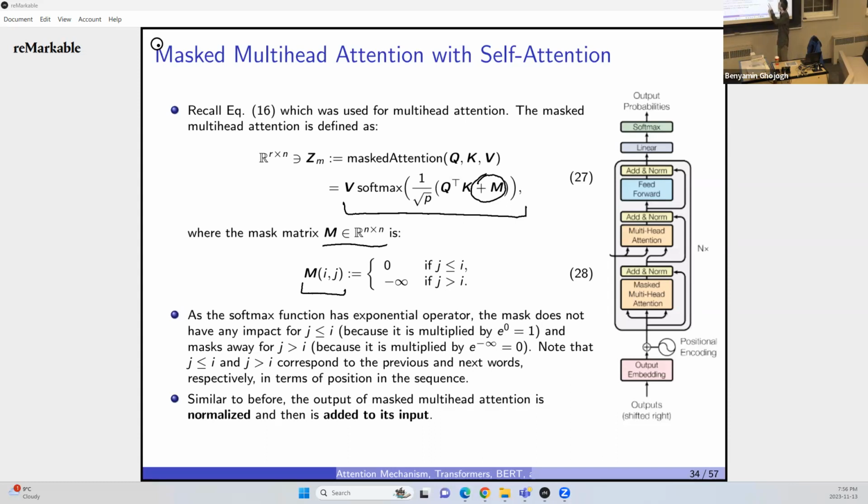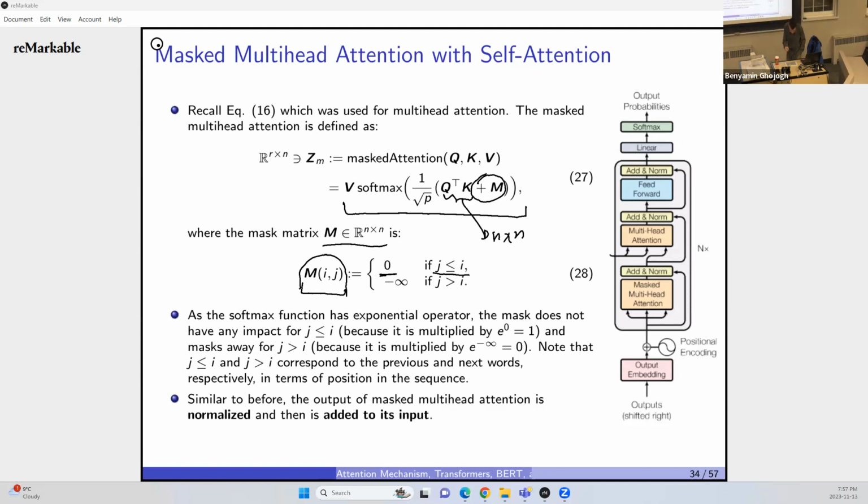Because q transpose k is n by n. What is its ijth element of q transpose k? Attention of the jth word to the ith word, right? Also, mij corresponding to that attention, I define it as this. If j is less than or equal to i, this should be 0. Sorry, I apologize. The attention of the ith word to the jth word.